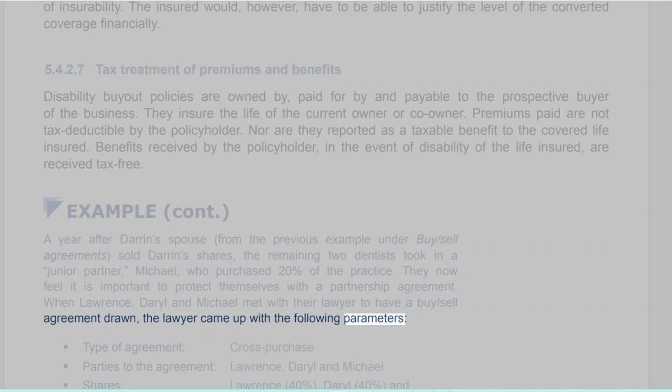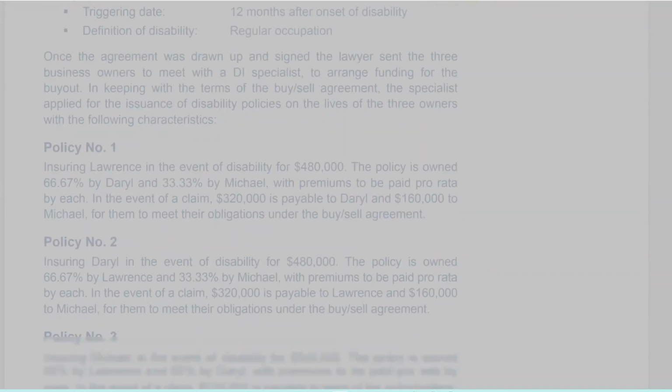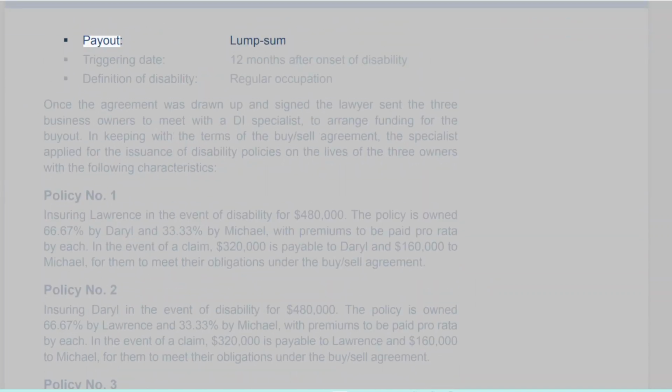Type of agreement, cross-purchase. Parties to the agreement, Lawrence, Darrell, and Michael. Shares, Lawrence, 40%, Darrell, 40%, and Michael, 20%. Business valuation, $1,200,000, growing at 5% per annum. Payout, lump sum. Triggering date, 12 months after onset of disability. Definition of disability, regular occupation.